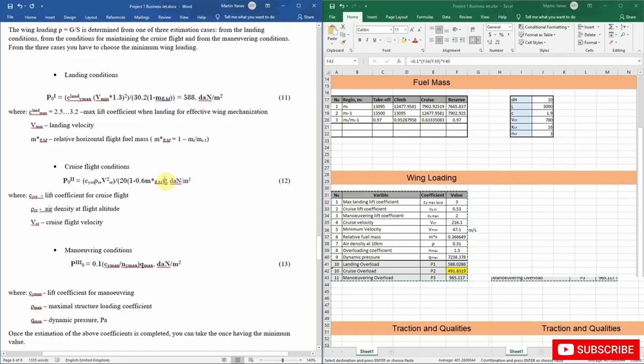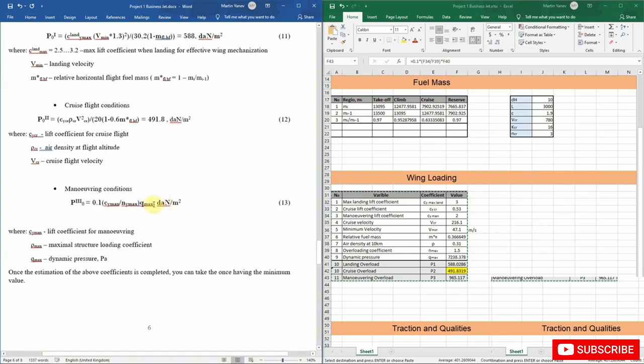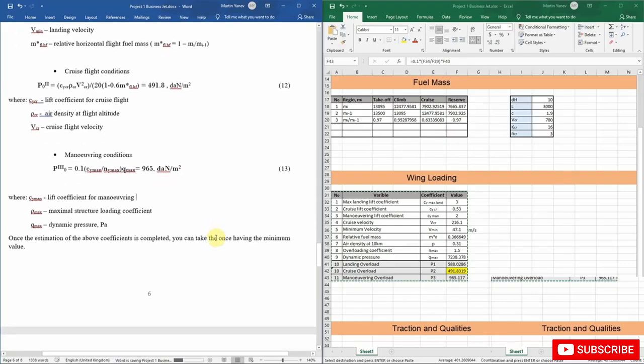Then for the cruise condition, we got 491.8, and finally for the maneuvering condition we've got 965 actually. So this will be equal to 965. That's it. So we're ready, guys, with this section. The project is updated and we have our results, so there is nothing left to do for today, and I will see you in the next section when we're going to talk about the traction and the qualities of the aircraft. Thanks for watching.